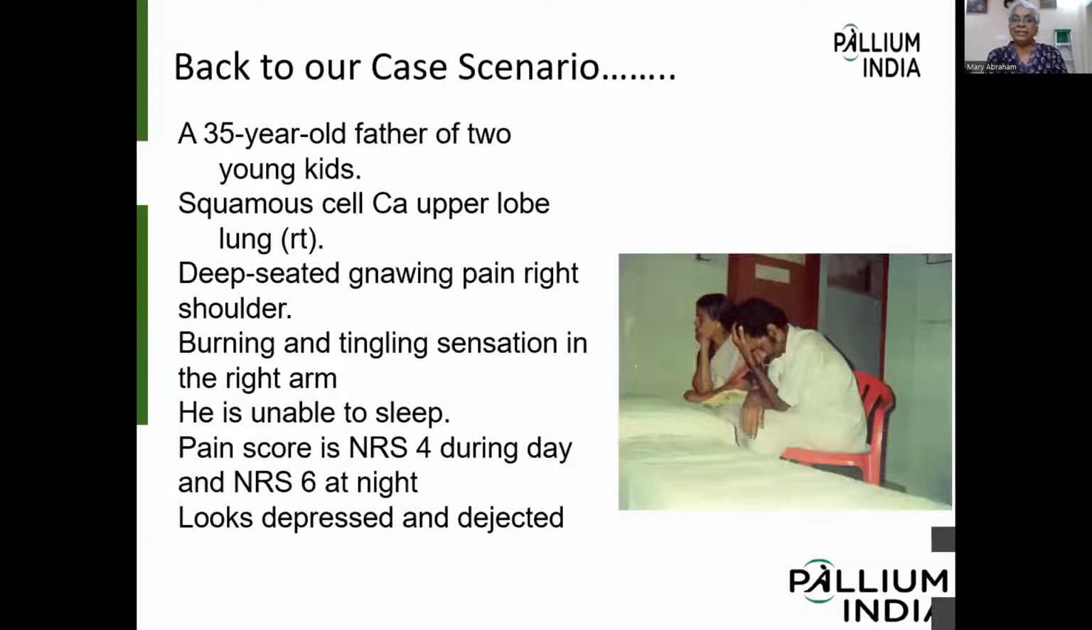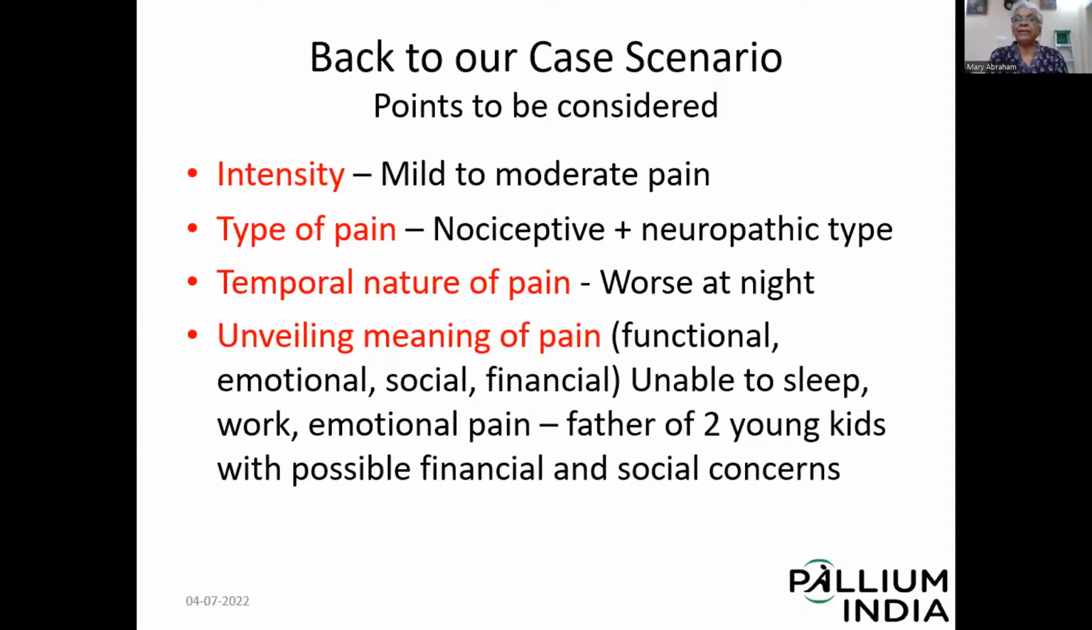So coming back to a scenario, we said this patient had pain, and it was mainly a gnawing pain in the shoulder with tingling in the arm, which was more at night, right? And he was unable to sleep. So if you look at the intensity of pain, you can classify it as mild to moderate. The type of pain, it was nociceptive in the shoulder and neuropathic in the arm. So it was a mixed type of pain.